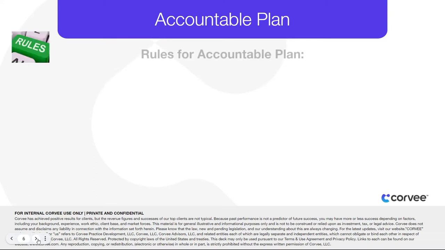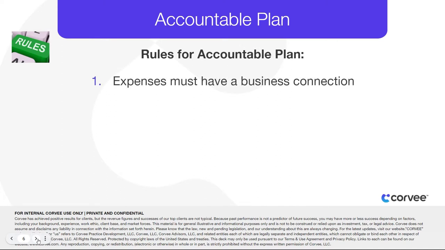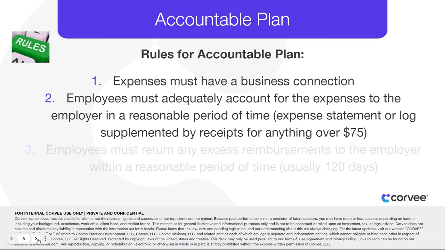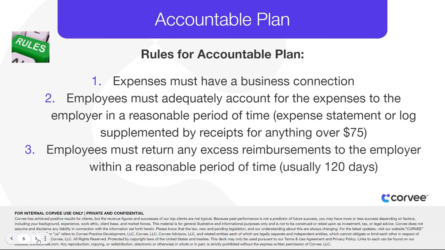First, the expenses must have a business connection. Second, employees must adequately account for the expenses to the employer in a reasonable period of time using some kind of expense statement or log supplemented by receipts to support expenditures over $75. Finally, employees must return any excess reimbursements to the employer within a reasonable time, usually 120 days.